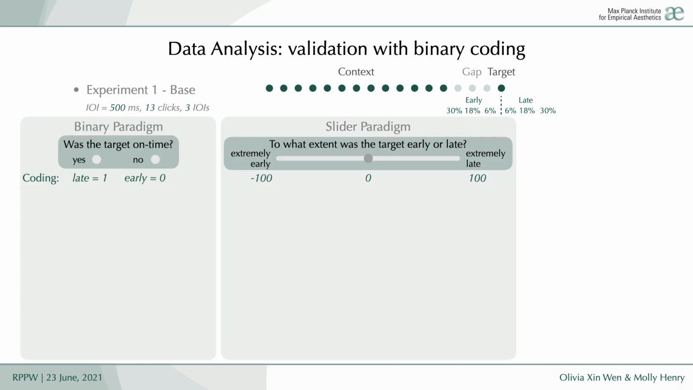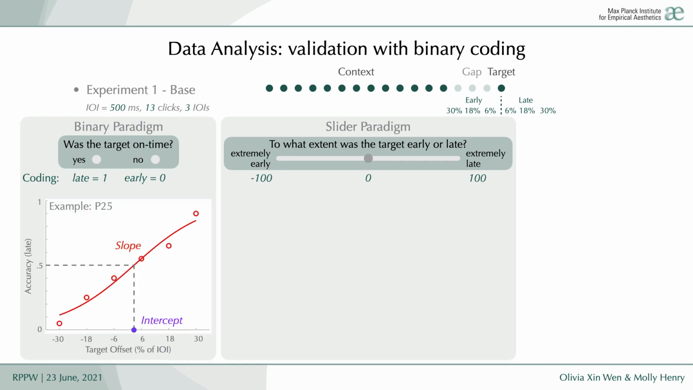To validate the slider measures against the conventional binary measures, we recoded slider ratings into a different dependent variable that is binary. All positive responses on the slider, which were rated as late, were coded as 1. The rest were coded as 0.